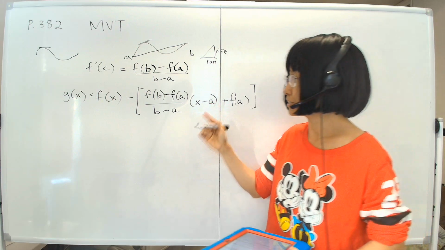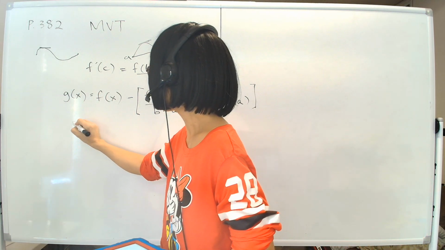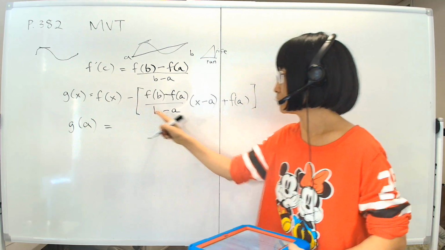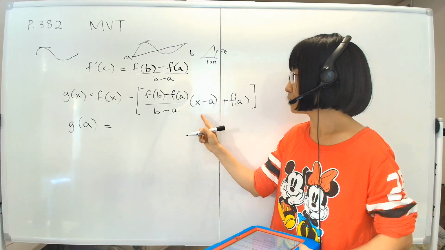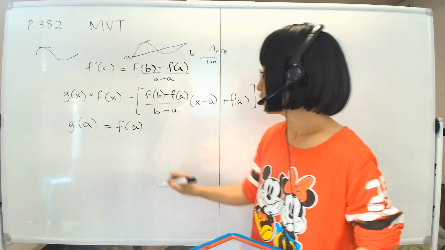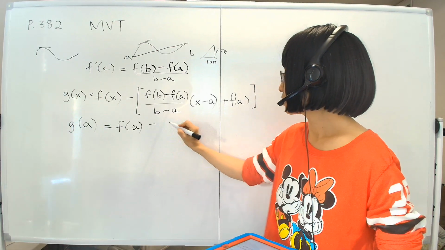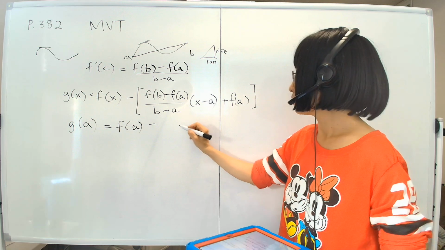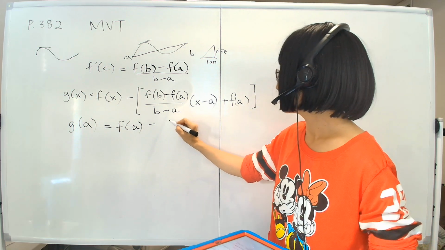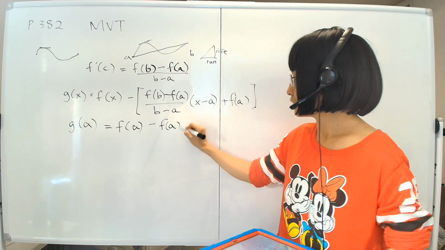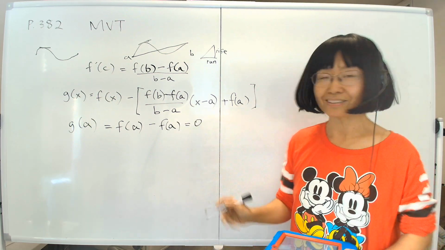Why? For this reason. First, what is g of a? If you calculate g of a based on this function, that will be equal to f of a minus, and a minus a is 0, that knocks this thing out, minus f of a. Right? So there's only f of a left, so g of a equals 0.